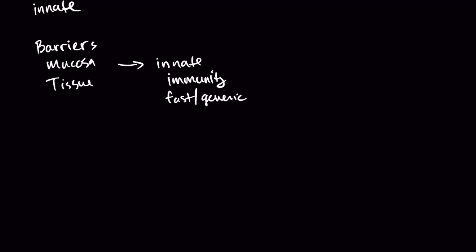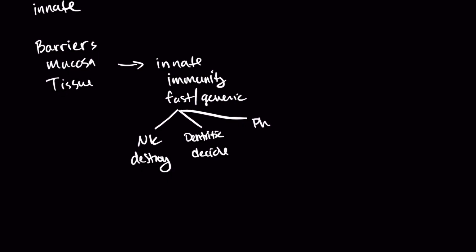We have the 3 cells that we just talked about. We have our NK cells, which destroy. We have our dendritic cells, which help with passing along information. It helps us decide. We have our phagocytes, which both help us detect and destroy, or respond, is what I've been saying. After this, we move to the lymphatics. How do we move to the lymphatics? Through the bridge made by dendritic cells.